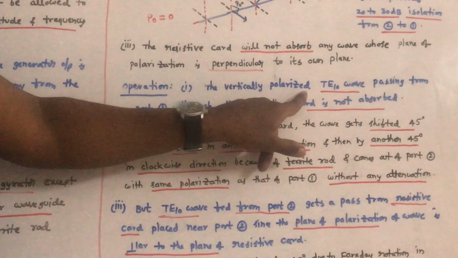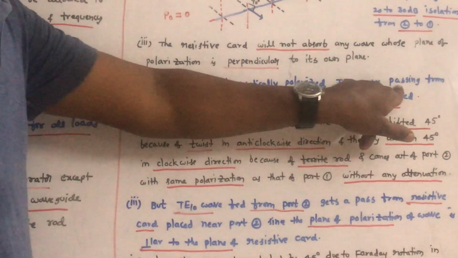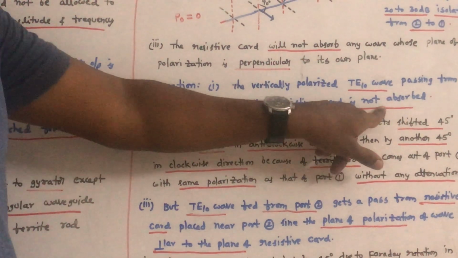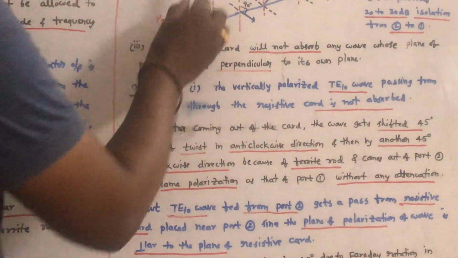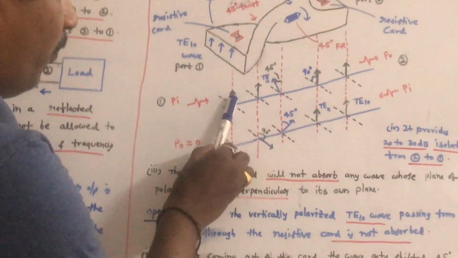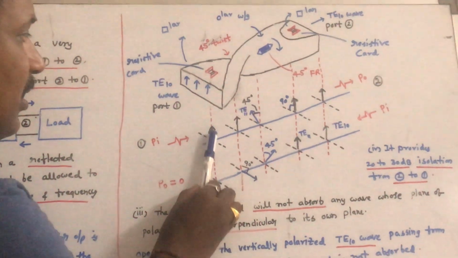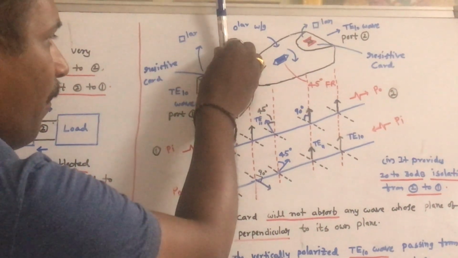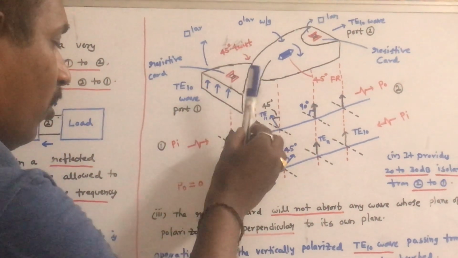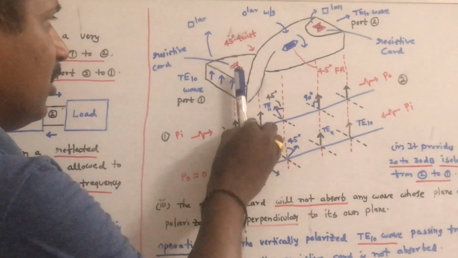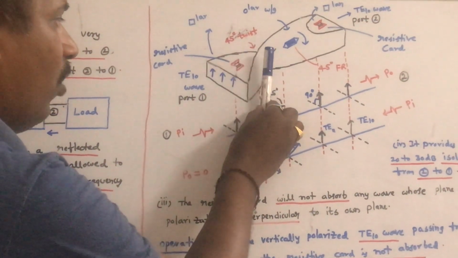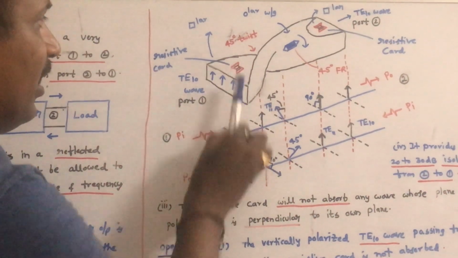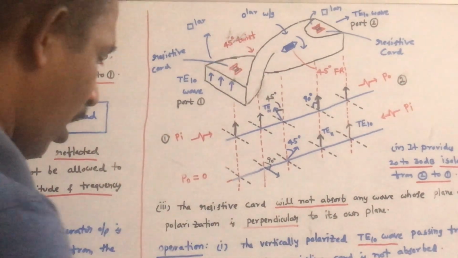The vertically polarized TE10 wave passing from port 1 through the resistive card is not absorbed. See the first point. Since this is the input vertically polarized wave, and it is vertically polarized when compared to the resistive card, therefore this wave is passed. This wave will come at the output of the resistive card without any absorption, since its plane of polarization is perpendicular to this resistive card.